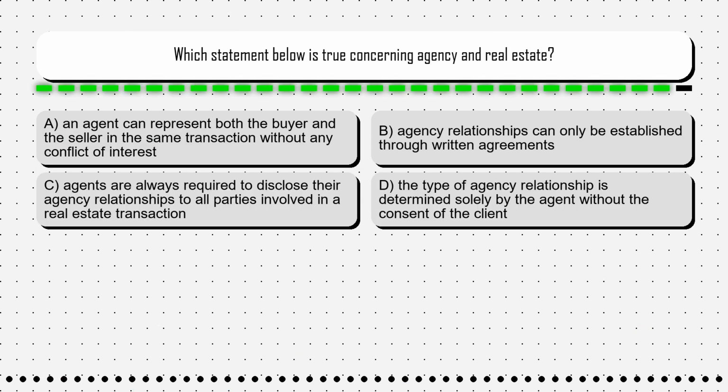Question 78. Which statement below is true concerning agency and real estate? Option A, an agent can represent both the buyer and the seller in the same transaction without any conflict of interest. Option B, the agency relationships can only be established through written agreements. Option C, agents are always required to disclose their agency relationships to all parties involved in a real estate transaction. Option D, the type of agency relationship is determined solely by the agent without the consent of the client.